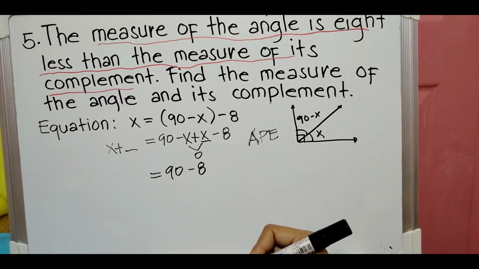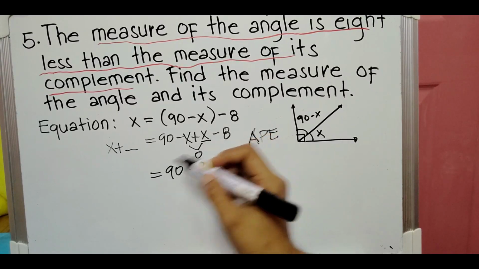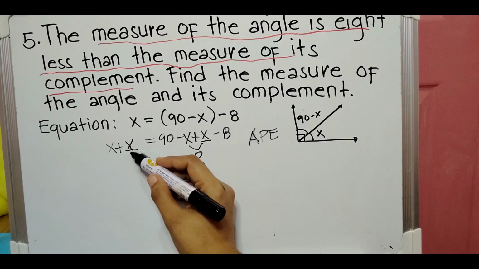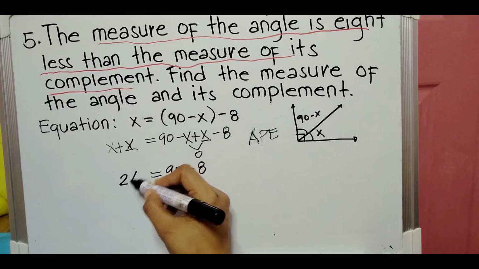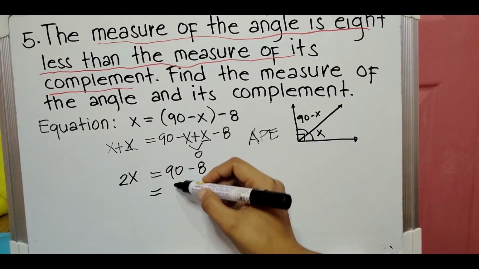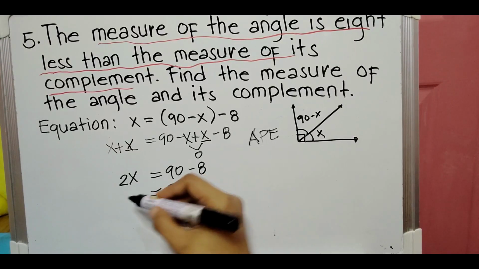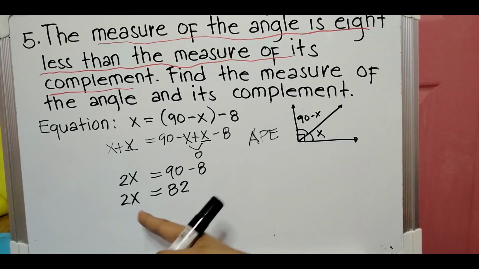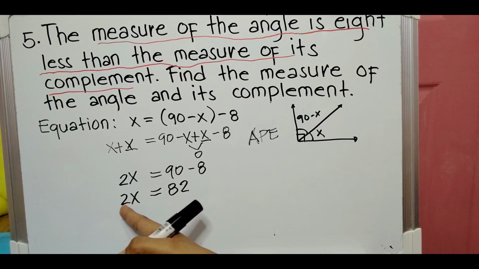Then, since we added x on the right side, we'll also add x at the left side of the equation. So x plus x equals 2x, since 1x plus 1x is 2x. Now we'll simplify this one. So 90 minus 8 is equal to 82. Then copy here 2x. We still have here the coefficient 2, so we'll make this 1.